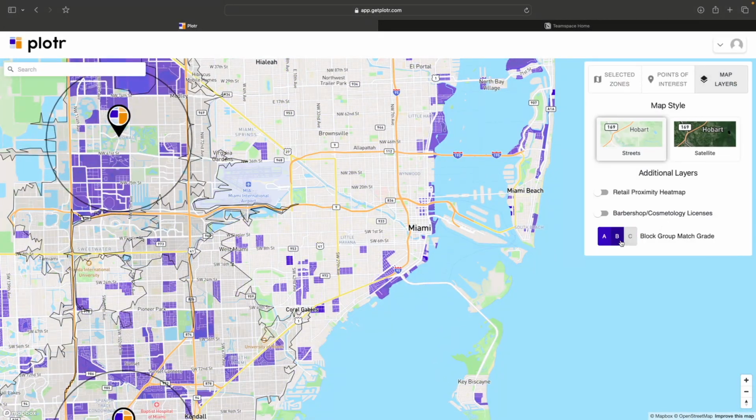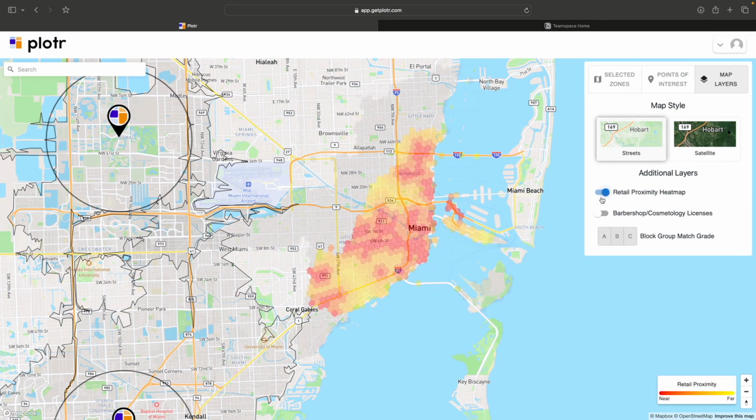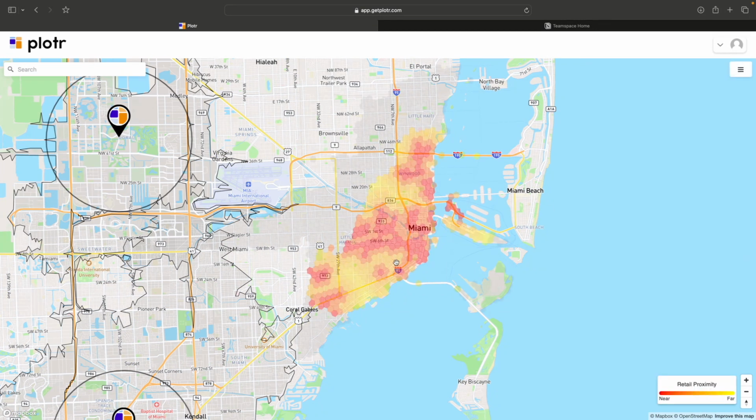The next step in the process is to actually turn on this retail proximity heat map. What this does is it takes into account the high volumes of foot traffic and car traffic alongside cell phone data and a knowledge base of existing available commercial real estate spaces to begin to map out potential expansion spots within the market.